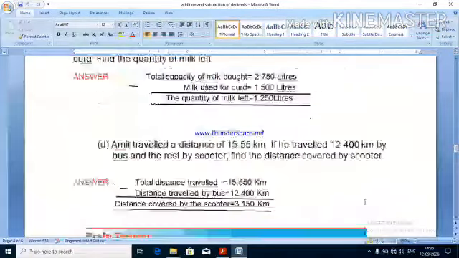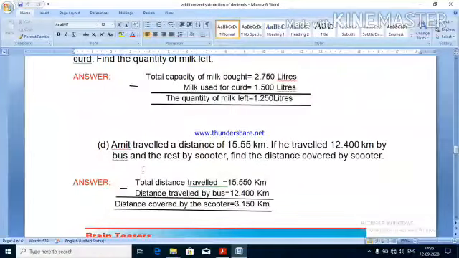Okay, in the same way, Amit travels a distance of 15.55 kilometers. If he travels 12.400 kilometers by bus, and the rest by scooter, find the distance covered by the scooter. In the same way, we have to write the statement and the values. After that, we have to subtract the quantities and find the answer, that is the distance covered by the scooter.